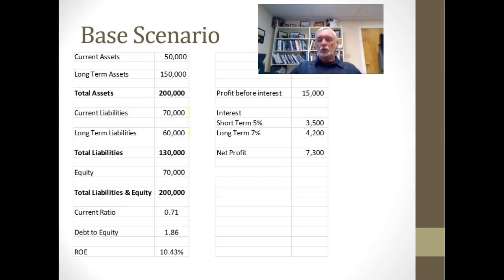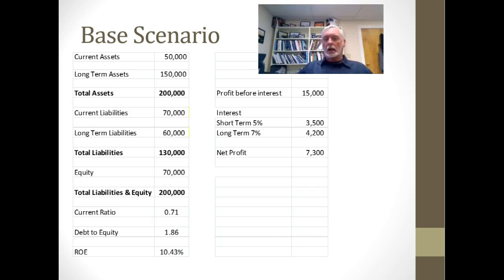I can now compute the ratios for those things. So my current ratio, current assets divided by current liabilities, is 0.71, which is a relatively low current ratio. Below 1 is considered to be low. It means I have more current liabilities than assets. And my debt to equity ratio is 1.86. So I have $1.86 of debt for every dollar of equity, which for many companies would be a relatively normal debt to equity ratio.